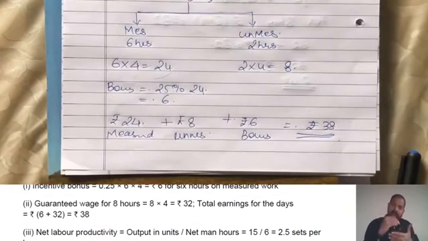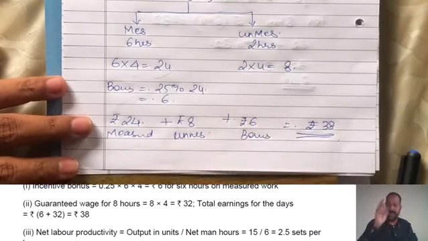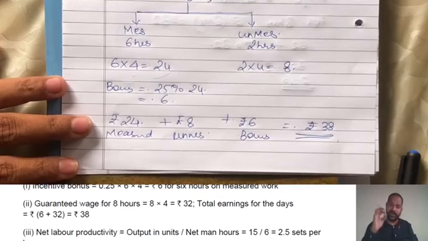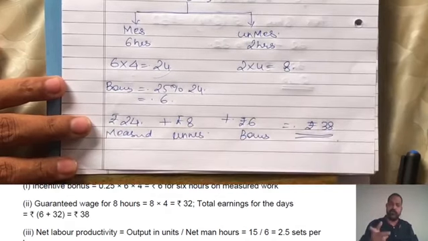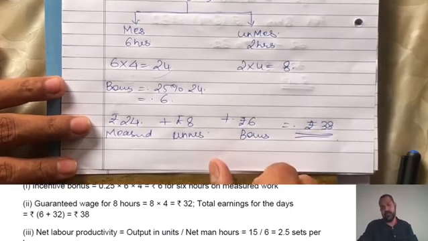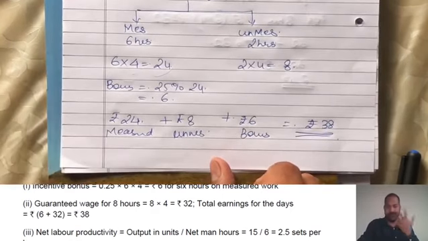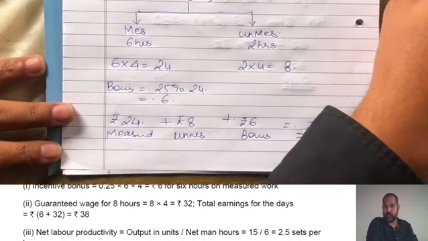Do this once, one line at a time. After everything, again answer all their questions. Write A, incentive bonus is 6 rupees. B, total salary on that day is 24 plus 8 plus 6, 38 rupees. Productivity is 2.5 sets per hour. That's it. That is that question.